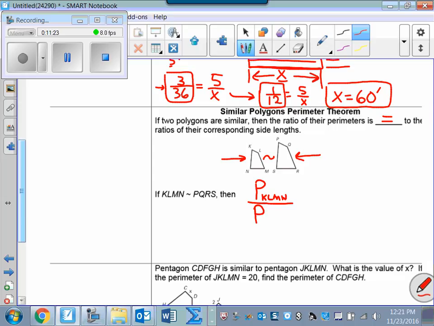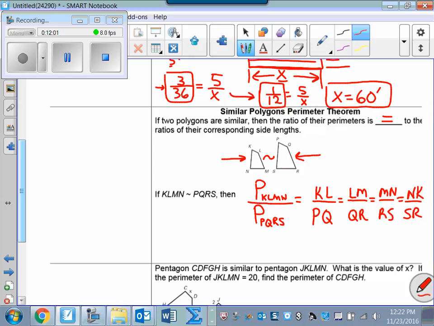divided by the perimeter of PQRS equals KL over PQ, LM over QR, MN over RS, and NK over SP. And of course, all four of those ratios are going to be the same, so I could have picked any one of them, but I'm just illustrating the point.